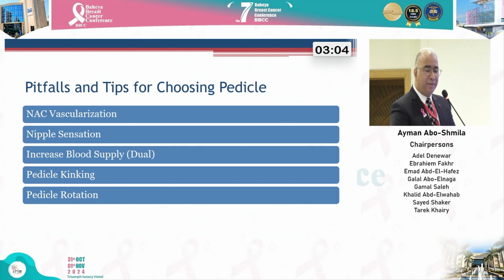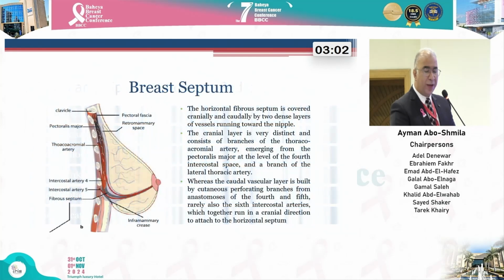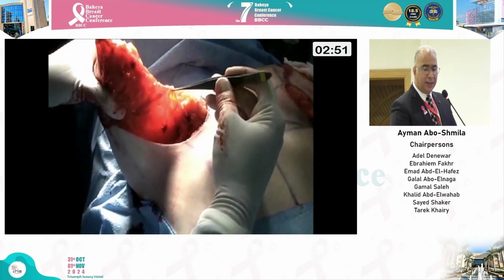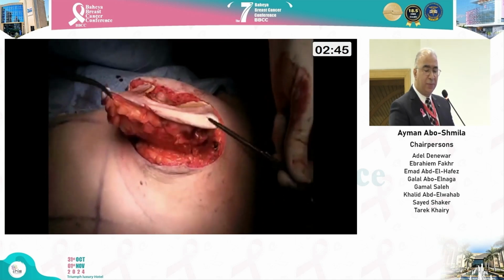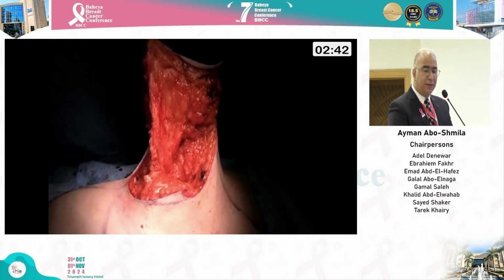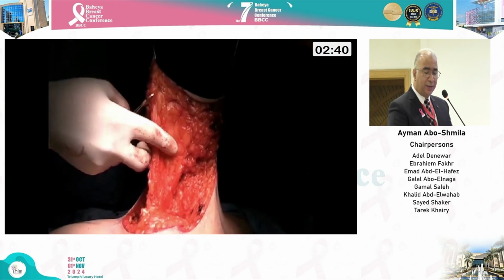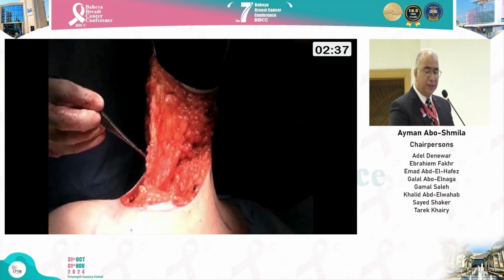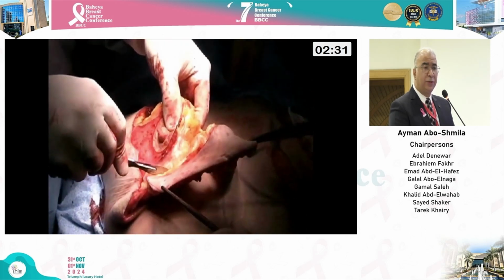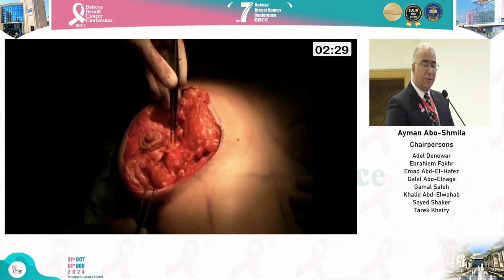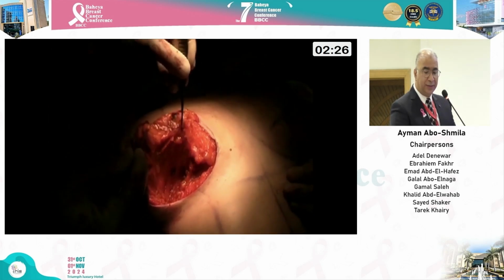So can we have another way of improving the breast vascularity? We can use the breast septum, which was described by Mustafa Hamdi in 2002. It is like a mesentery of the breast, carrying with it the blood supply and the nerve supply. In this patient, this is a lateral pedicle with septum-based blood supply. So this is a dual blood supply, improving the blood supply. What's important, and what we notice, is that it improves the sensation of the breast.